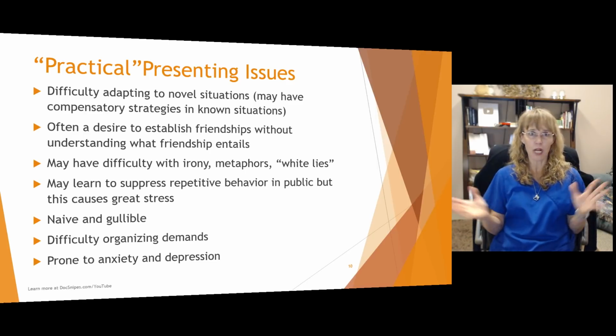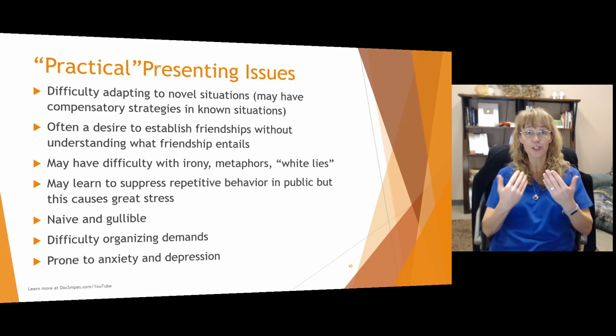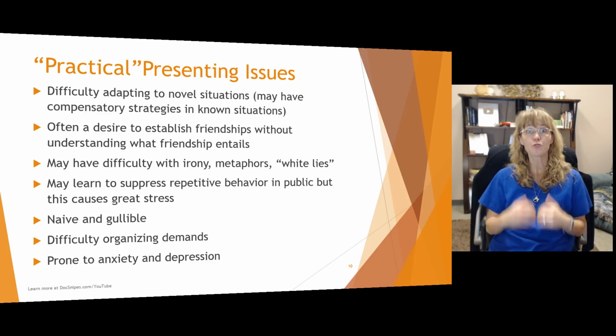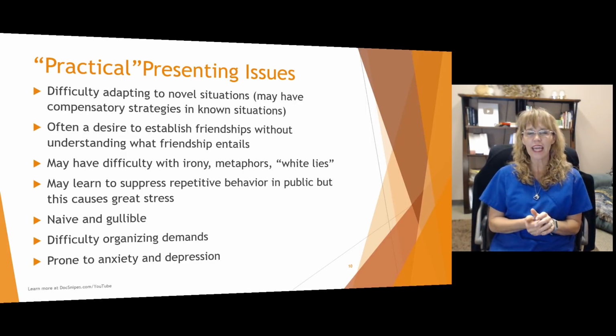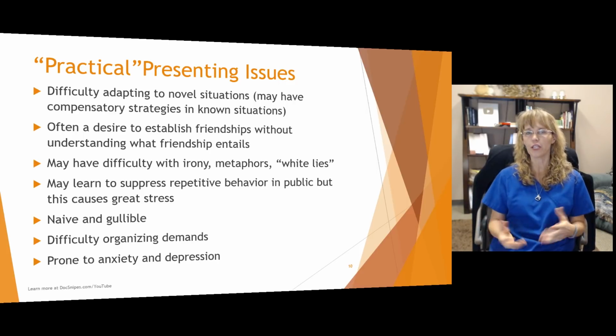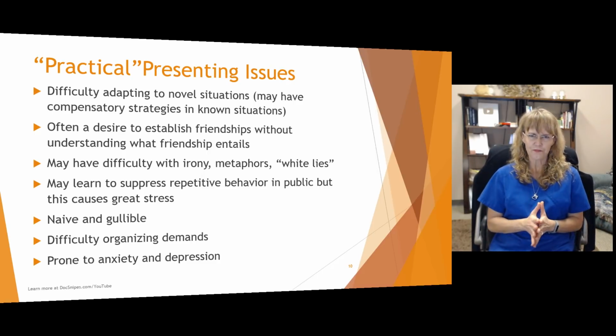Some people with autism, not everybody, but some have a desire to establish friendships without understanding what friendship really entails because they have difficulty with that reciprocity. They want somebody to interact with them the way they expect. So it can be helpful to, again, role play what friendships might look like, role play reciprocity, and talk about it in a very matter-of-fact way. What if you do this, what would you want them to do? If they do this, what do you think they might want you to do?